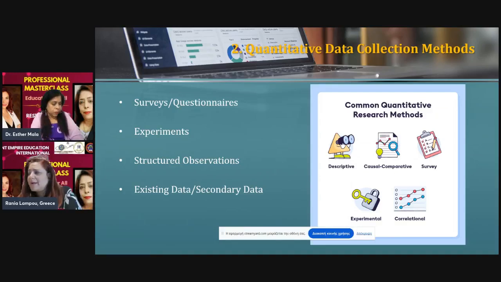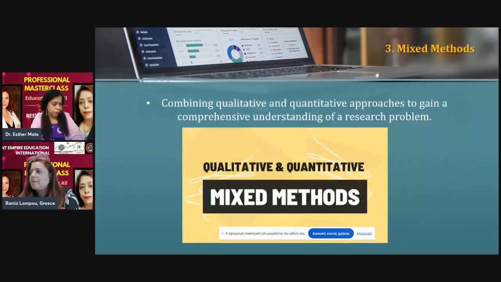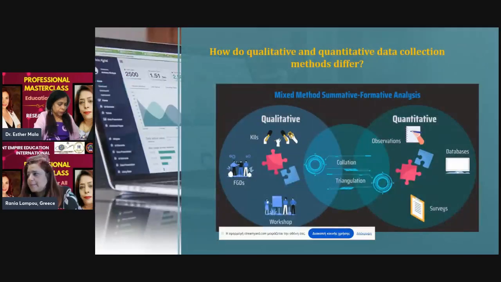And of course, if we combine qualitative and quantitative approaches and methods, we can gain a comprehensive understanding of a research problem. So mixed methods are always considered the best. So how do these methods differ?